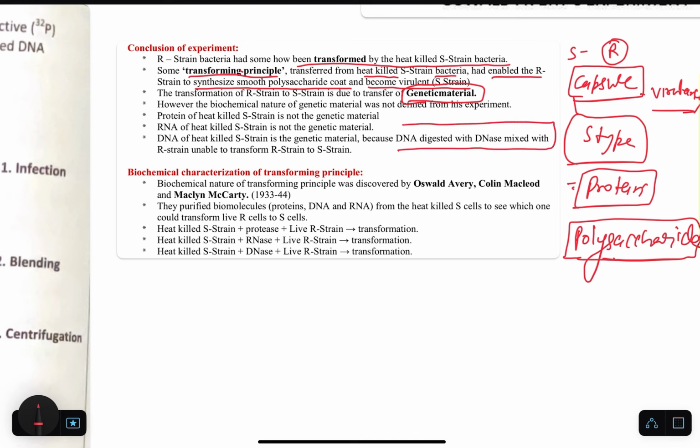Later on, this experiment was further concluded by three scientists: Oswald Avery, Colin MacLeod, and Maclyn McCarty. They performed this experiment many times from 1933 to 44 and finally concluded that DNA is the genetic material on the basis of biochemical testing, and that's why this experiment is known as the biochemical testing of the transformation principle.